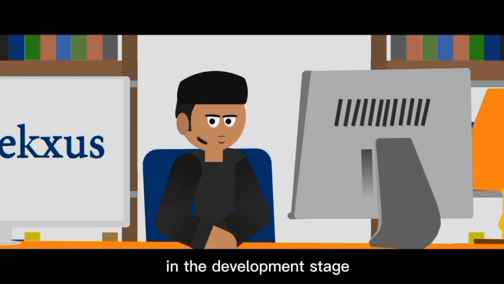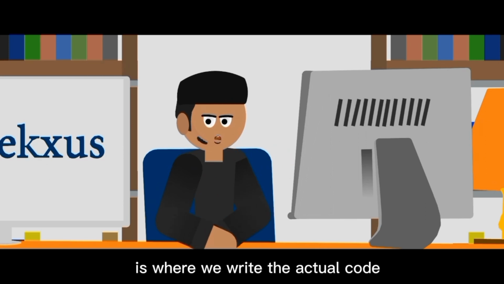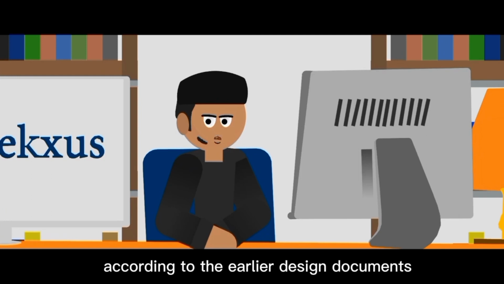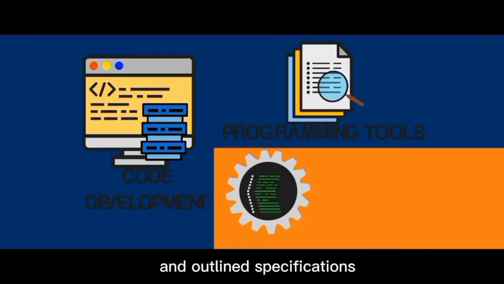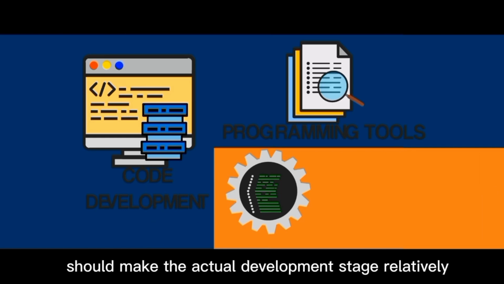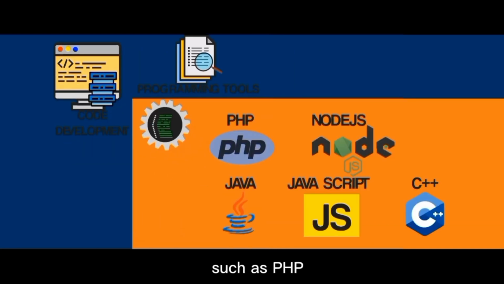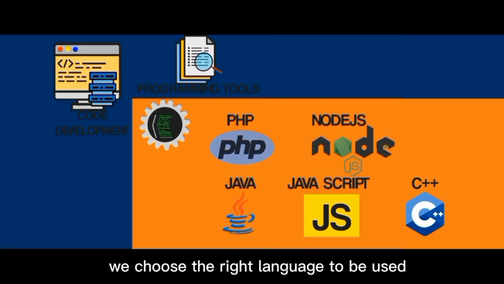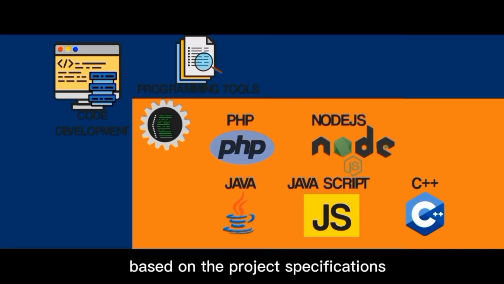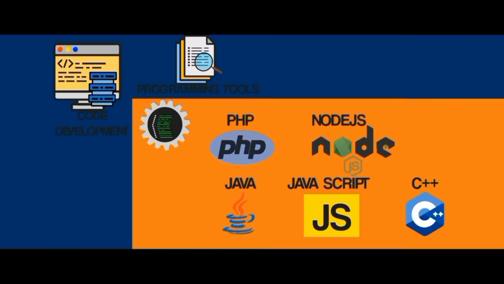The development stage is where we write the actual code and build the application according to the earlier design documents and outlined specifications. All the prior planning and documents should make the actual development stage relatively straightforward. We also employ programming languages such as PHP, Node.js, Java, JavaScript, C++, and more. We choose the right language based on the project specifications and requirements.